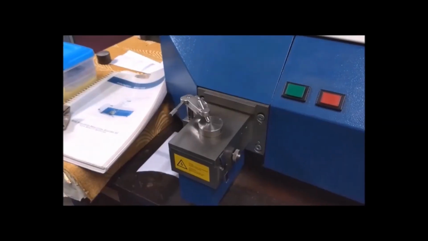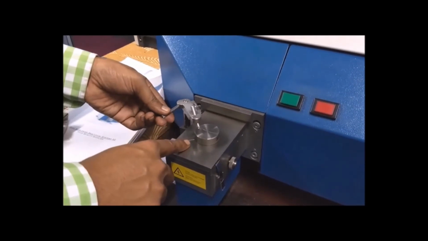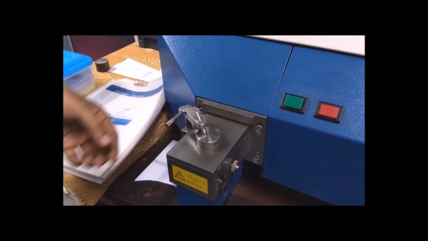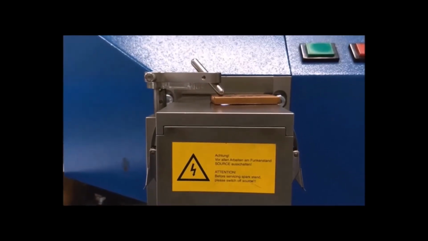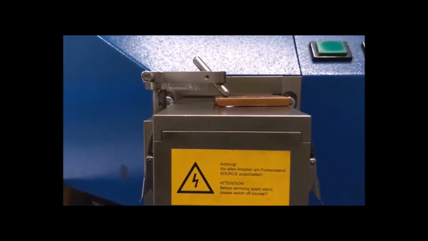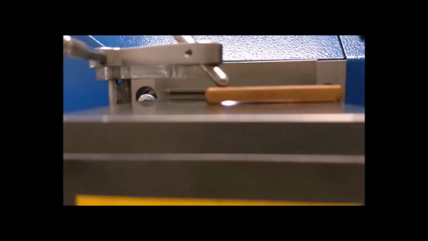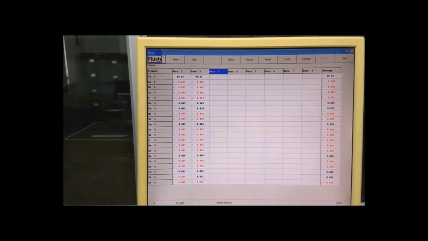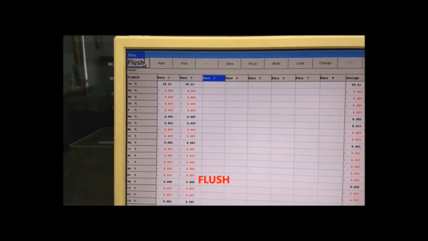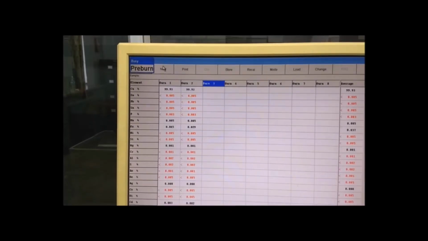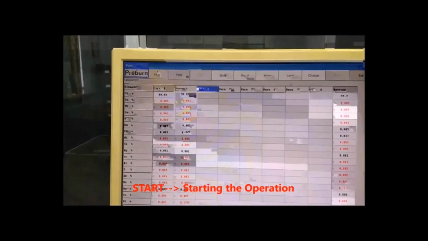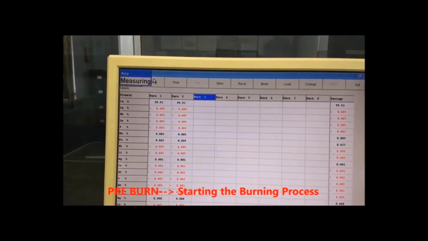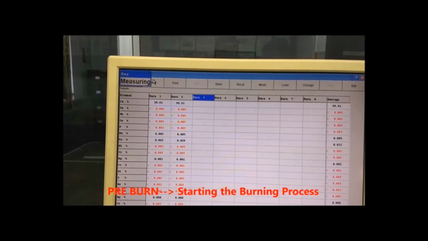Then the sample to be tested is placed on the sample stand and is clamped. The sample is burnt and the results are obtained in the computer readout system. We must ensure that the burn is proper. The sequence of operation should be start, flush, pre-burn, measuring, that is, analyzing the composition, and finally getting the results.